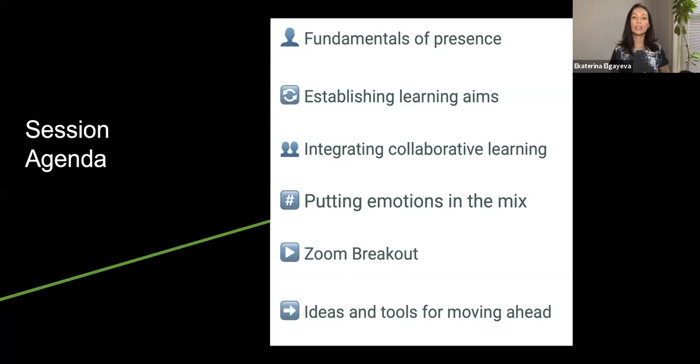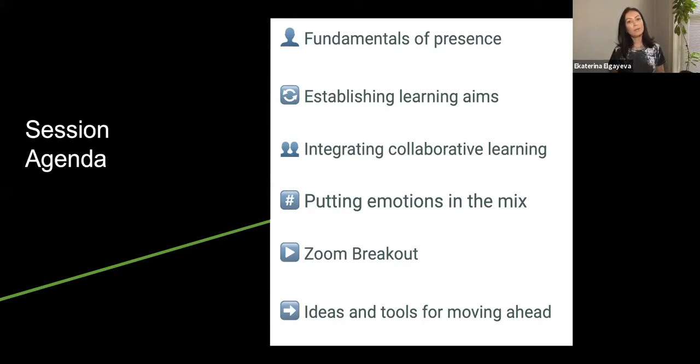Our agenda is pretty packed. I've got a lot of fun stuff planned. We're going to be interactive, but we're also going to think on some of the more fundamental best practice stuff. I'm going to introduce the fundamentals of presence, and I'm going to talk about establishing learning aims. I know from the agenda there have already been some terrific sessions about both of these topics: how do we establish virtual presence, and what do we do with these learning outcomes? How do we create them for the virtual environment?